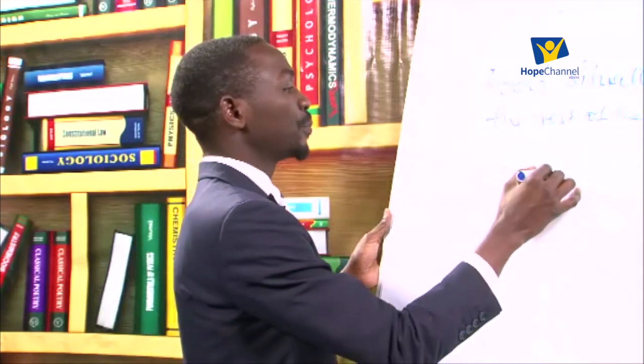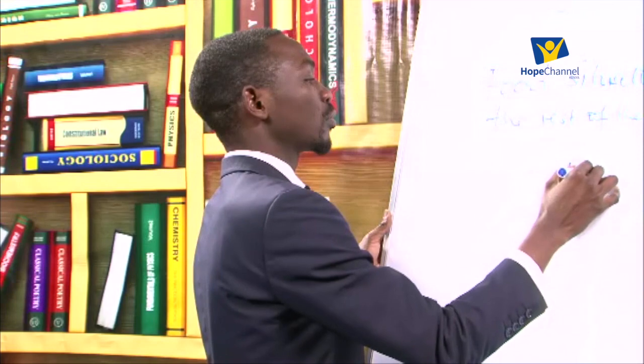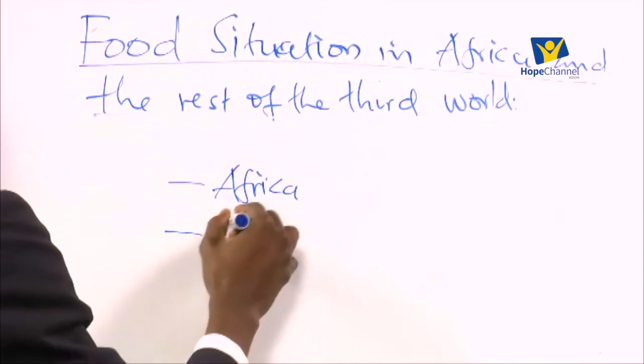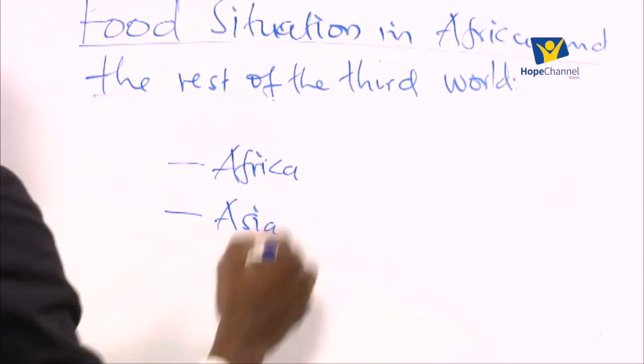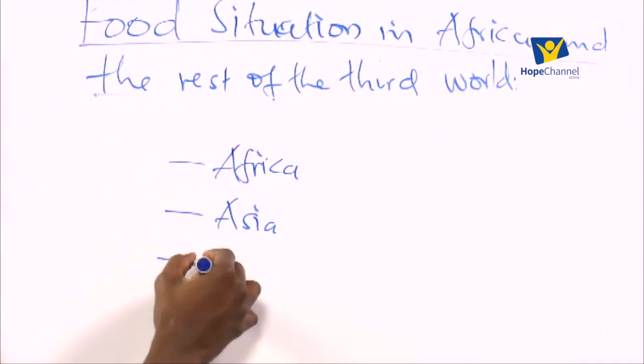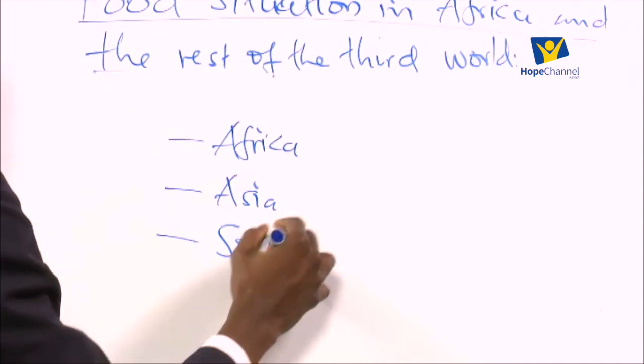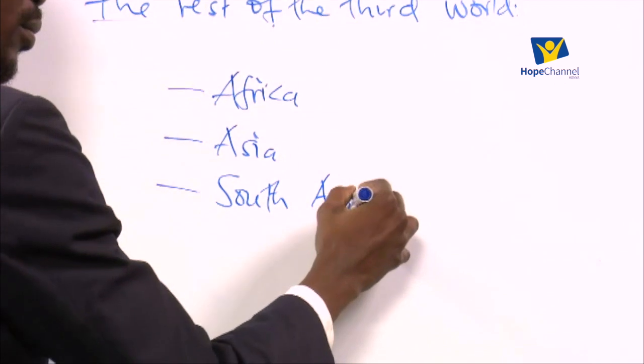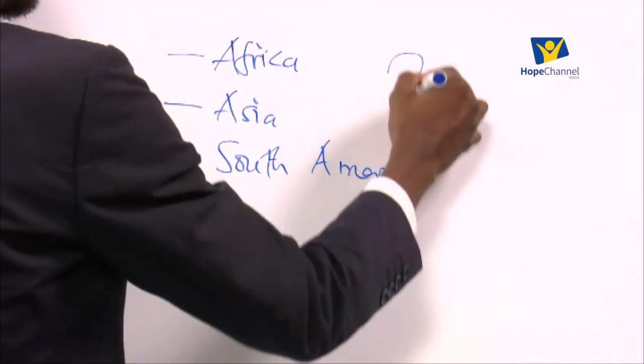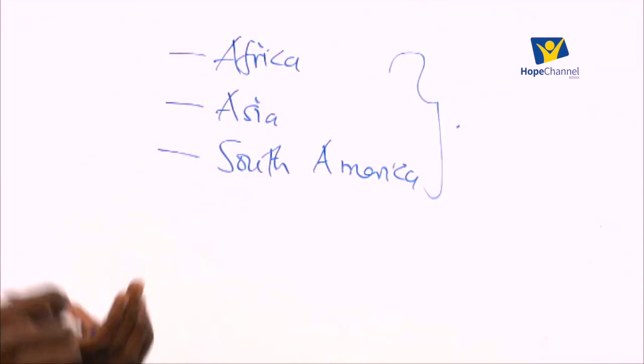Among the continents which belong to the third world, we have Africa, we have Asia, we have South America. These are continents which belong to the third world. They are still in the process of developing.